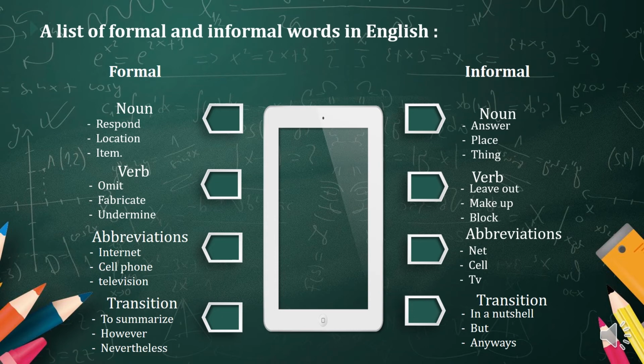The following list will help you to recognize the informal and formal ways of saying something. The list is divided into sections of noun, verb, abbreviations, and transitions. In sum, both formal and informal writing are used in our day-to-day life, but in different situations. We just need to think about the reader and the topic of our discussion before choosing the writing style.